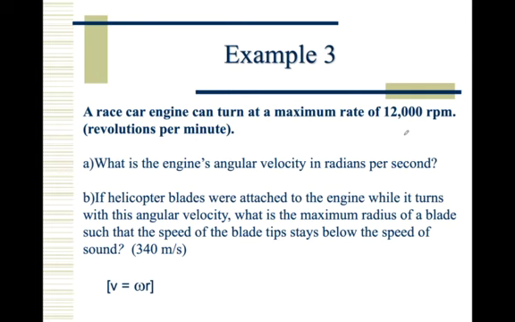Another one here, what's the angular velocity in radians per second? Again, just a quick plug and chug one. You just have to convert this 12,000 RPMs, revolutions per minute, and just do some quick factor label, get rid of the revolutions, and get rid of the minutes. 1 minute is equal to 60 seconds, and you could solve it.